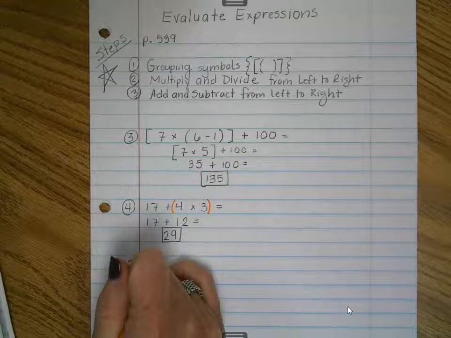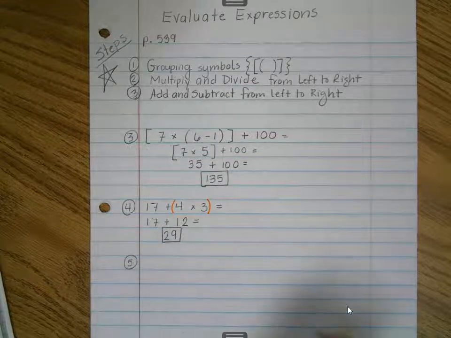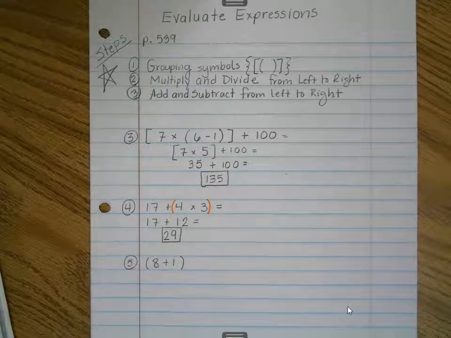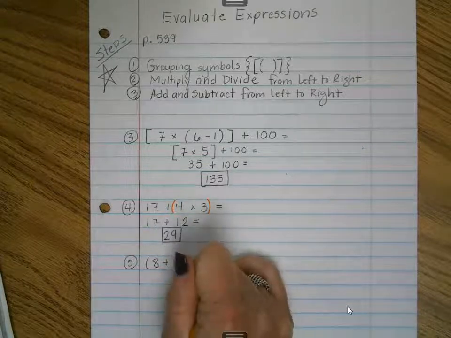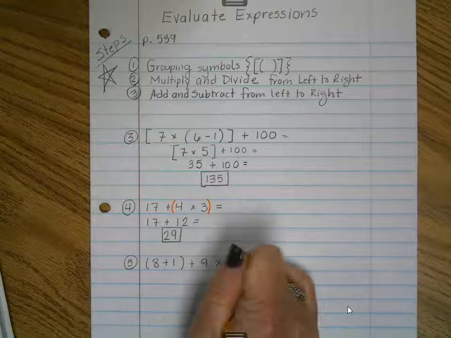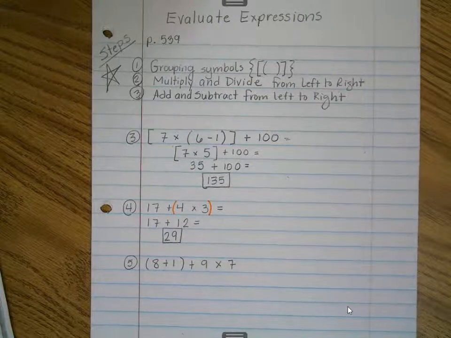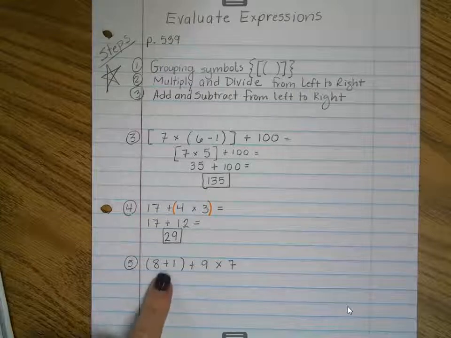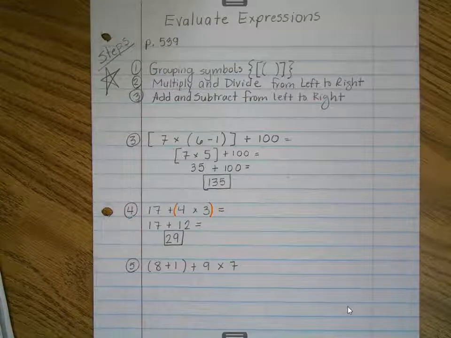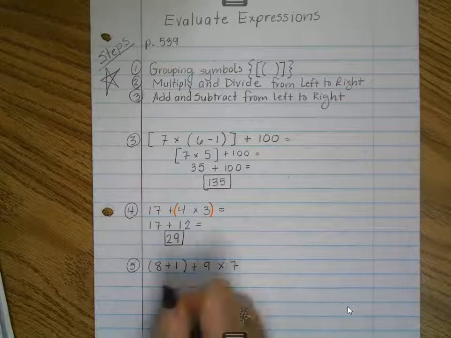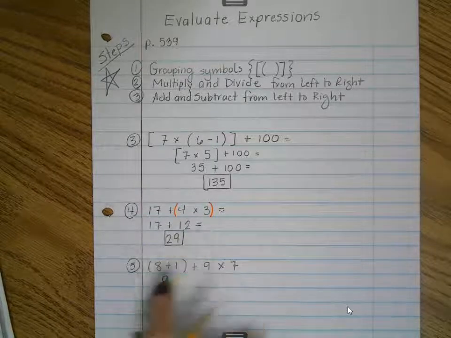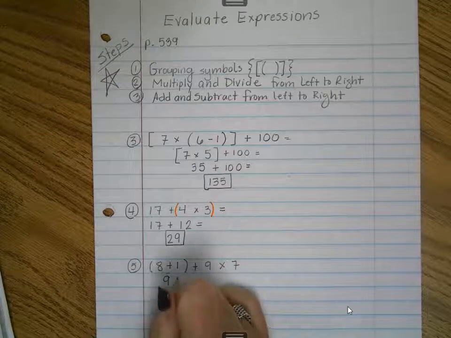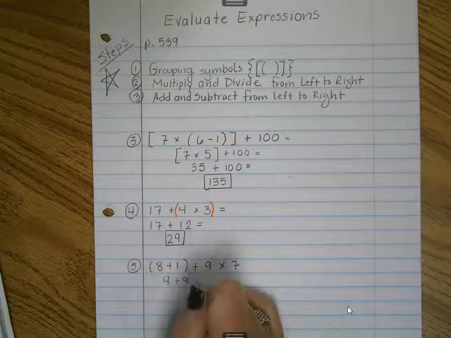All right, number 5, we're going to be working with the sum of 8 and 1, and we're going to add to it 9 times 7. So let's go up to our steps. We do have a grouping symbol, so I need to do the work within the parentheses. So if I evaluate 8 plus 1, I get 9. The parentheses disappear because I've evaluated what's within them. I'm going to bring down the plus 9 and the times 7.